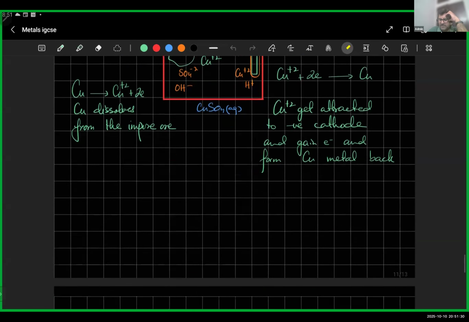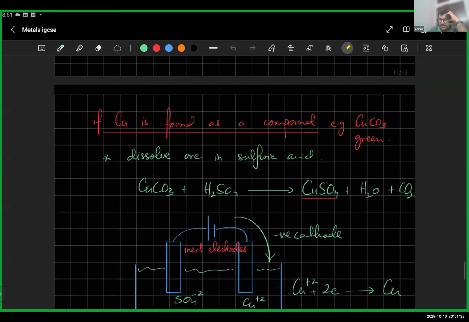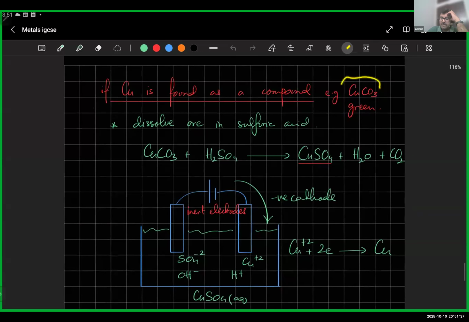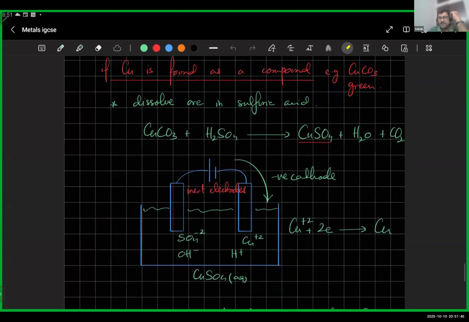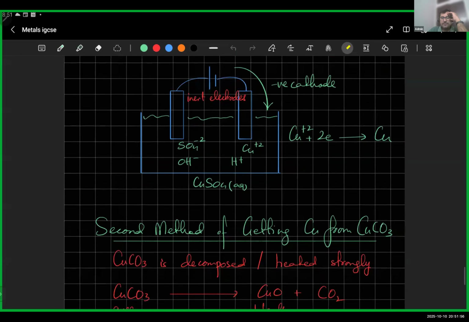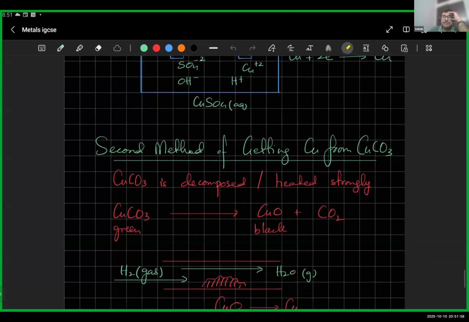Okay, that was purification. And then, if copper was found in some form of a compound, you will take that compound, dissolve it in acid, turn it into a solution, and then do electrolysis again. So copper would again be attracted at the cathode, gain electrons, and become copper metal. Okay. And there was a third one.